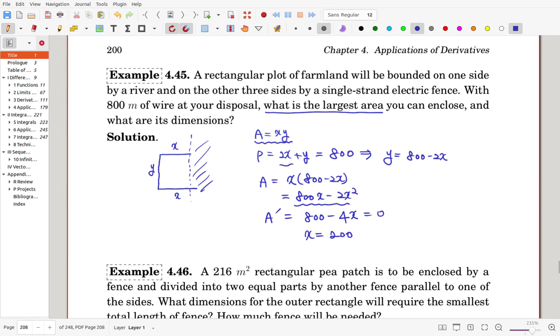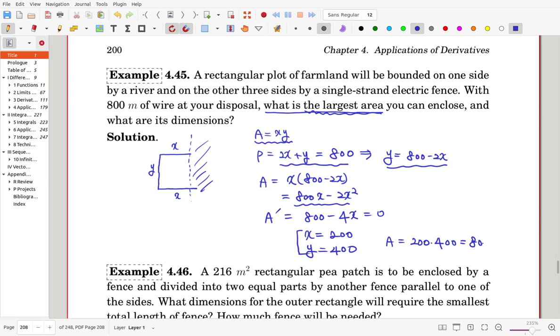So by using this equation, x is 200, 400 is subtracted, so y must be 400. Now, that is the dimension, but what you have to find is the largest area. What is the area? The area is the same as 200 times y, which is 400, right?